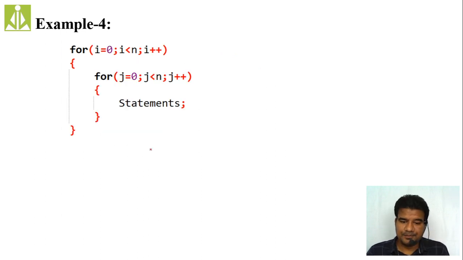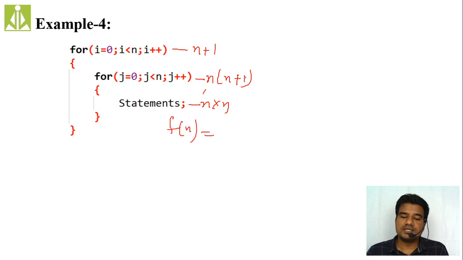Okay. So here, this one is n plus 1, this one is n into n plus 1, and this one is n into n. So what will be my overall function? f of n equals n square plus n from one part and n square from another. So 2n square plus how many n's? 2n square plus 2n plus 1. So what is the degree of my polynomial? The order of my polynomial is n square. So order of n square.